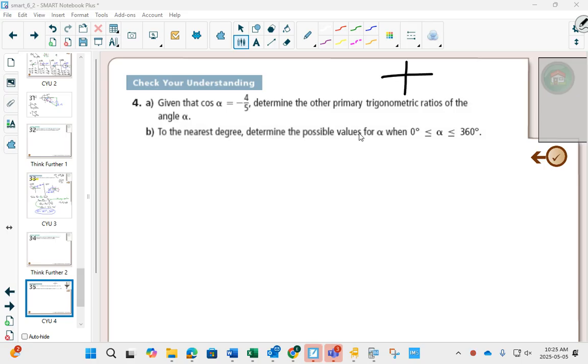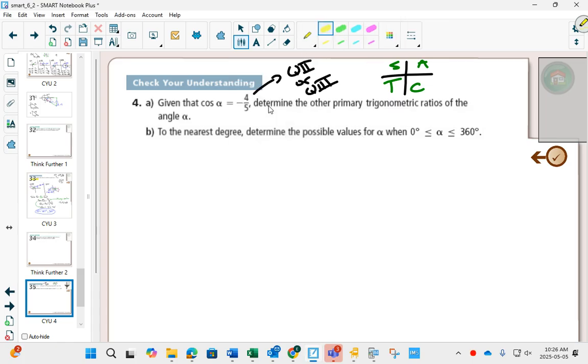Everything is connected right now to the CAST rule and to reference angles. So in A it says, given that cos of alpha is -4/5, according to the CAST rule, you would know that that has to be in quadrant 2 or in quadrant 3. And they want us to find the other ratios.